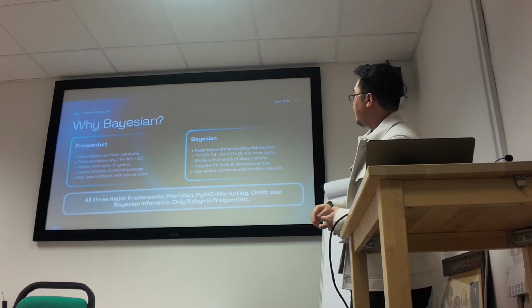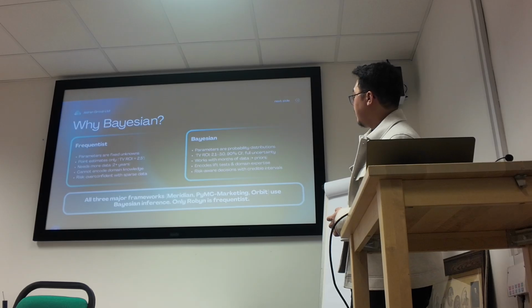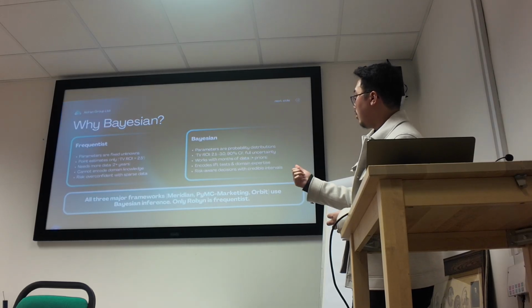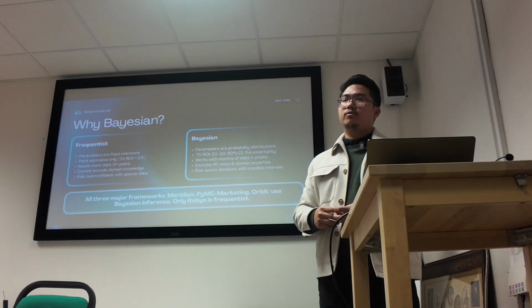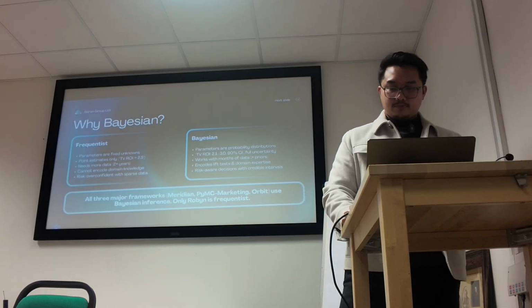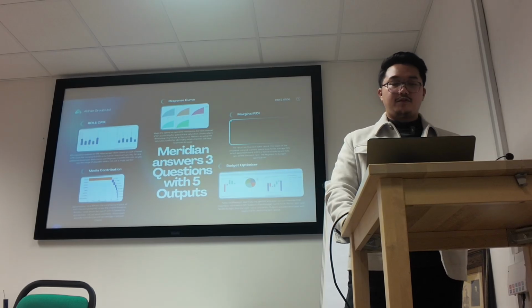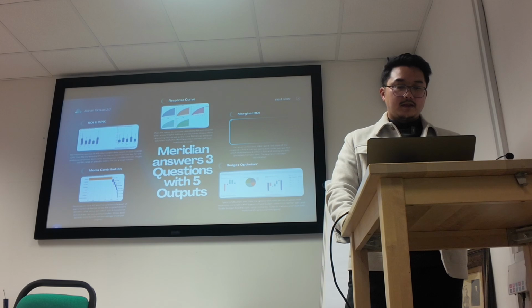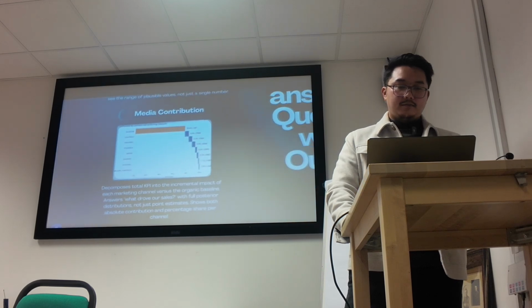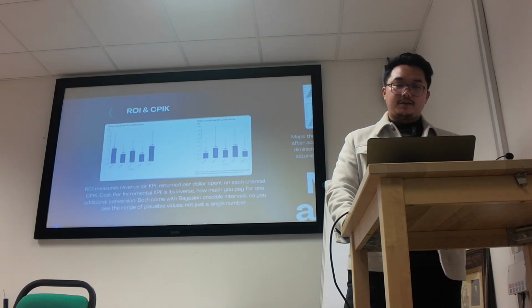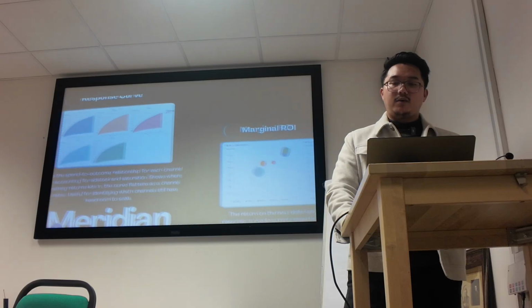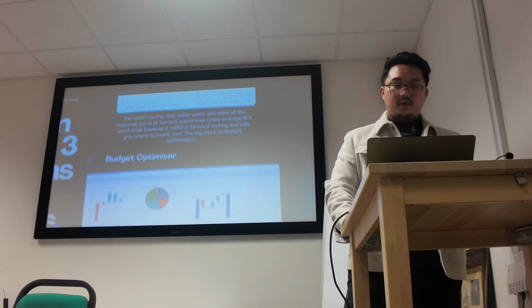Other frameworks are PyMC and Orbit. They're also MMM frameworks. Robyn uses frequentist, and Robyn is built by Meta. So how does Meridian actually answer the core three questions that I mentioned previously? These are the few core results. I'm just going to skip this because I will re-explain it in the code anyway.